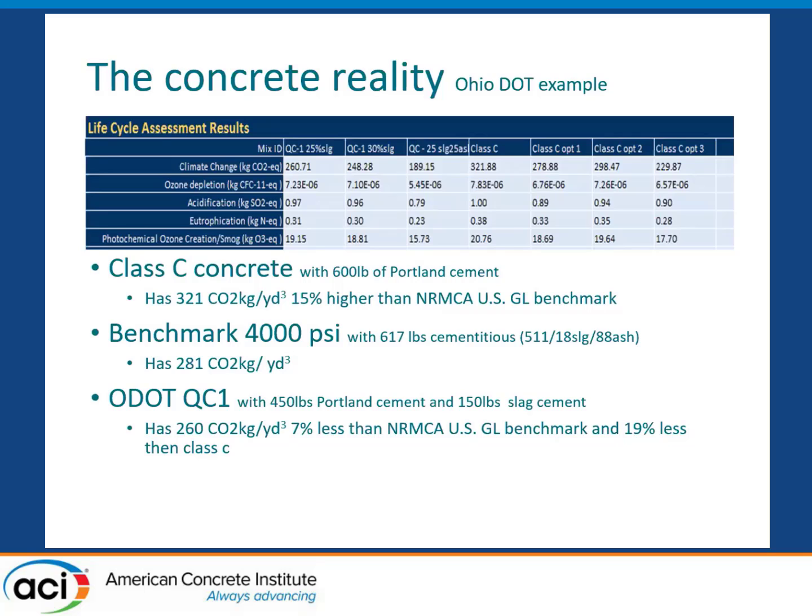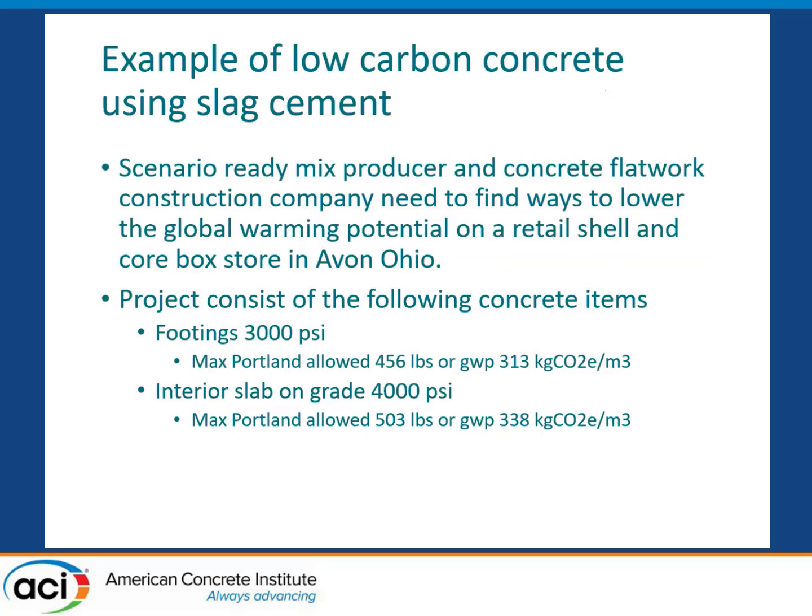When we look now at the ODOT changes and what they now did for the performance side of it, and we look at it from the environmental side of it, we see that just from using that 600 pounds and taking out 150 pounds and now putting in that as slag, we now see a reduction that's 7% less than the industry benchmarks and 19% less than ordinary Portland cement if it would have been used in that application. So as we can see here, there's a lot of environmental benefits as well as durability aspects that slag can achieve.